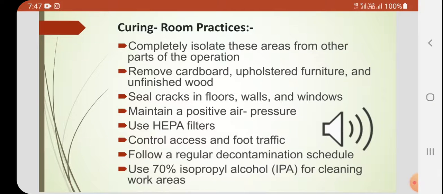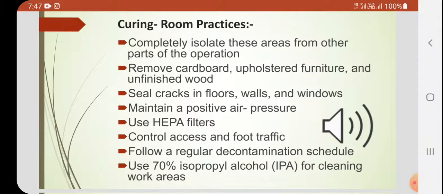Curing room practices. Number 1, completely isolate these areas from other parts of the operation. Second is remove cardboard, upholstered furniture and unfinished wood. Third one is seal cracks in the floor, wall and window. Fourth one is maintain a positive air pressure. Fifth, use HEPA filters. Sixth, control access and foot traffic. Number 7, follow a regular decontamination schedule. And number 8, use 70% isopropyl alcohol for cleaning work areas.